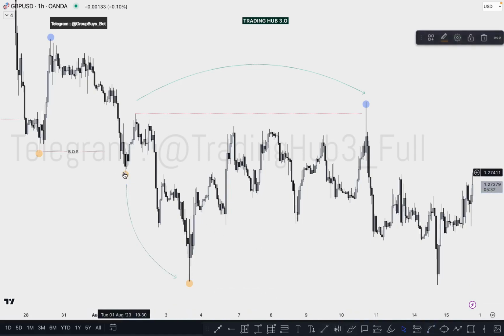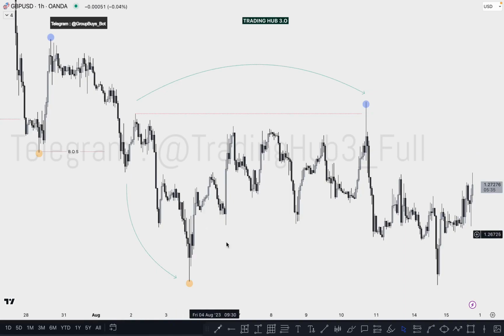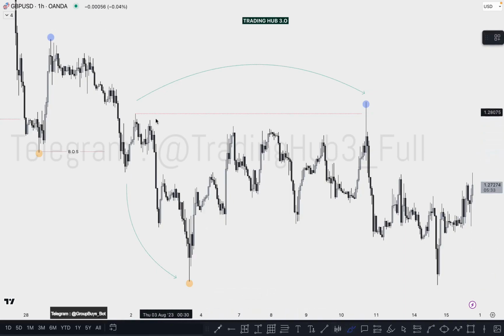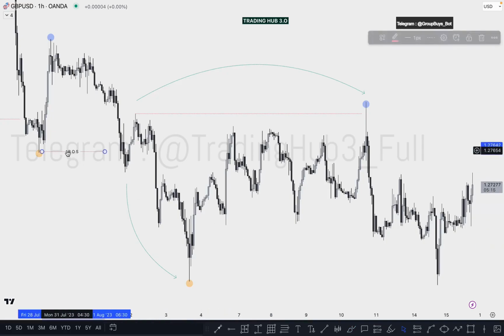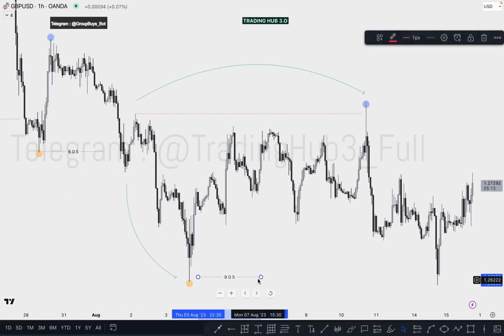Okay, and where is the inducement? The inducement will also be transferred in the first attempt. You can see this is the inducement, but it transfers from here to here. This is a minor inducement here. So inducement, lower lows, lower highs, everything will be transferred. Where is our next BOS? The next BOS will be transferred after breaking this one.